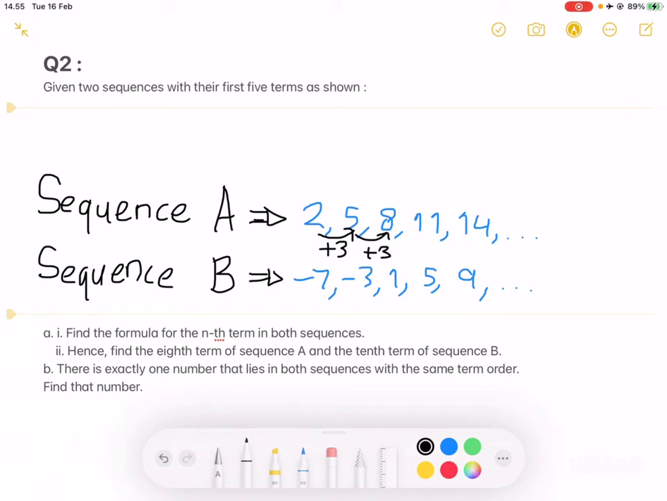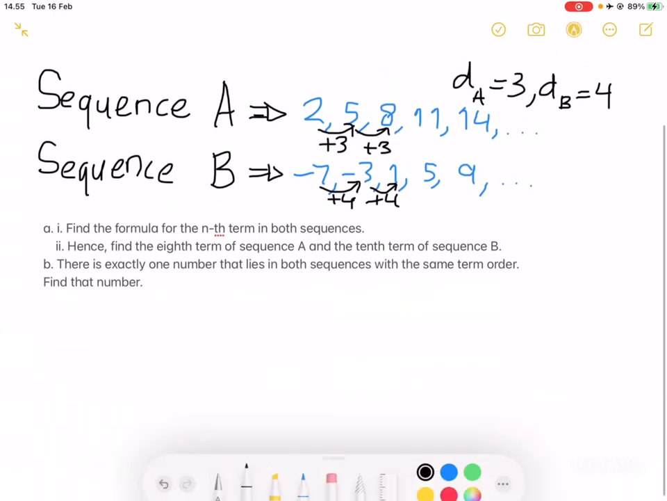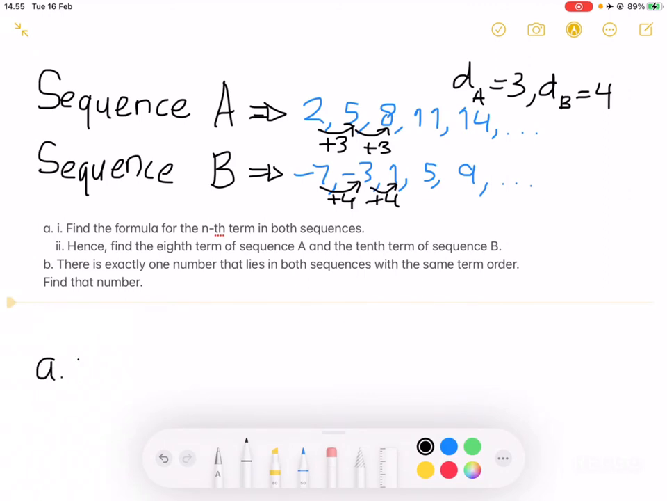So in this case, the common difference for sequence A, I'll just write this as d of A is equal to 3. And then the common difference for sequence B is 4, because we add 4 to get the next term. So d of B is equal to 4. So with these in mind, we can just find the nth term of sequence A. I'll just call it A of n. It's just the first term of sequence A, which is 2, plus n minus 1 times the common difference, which is 3.